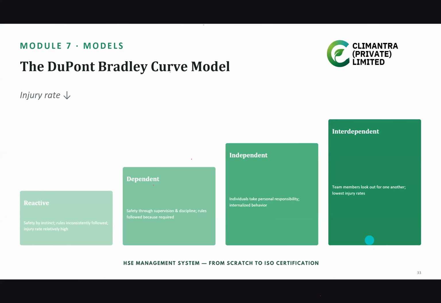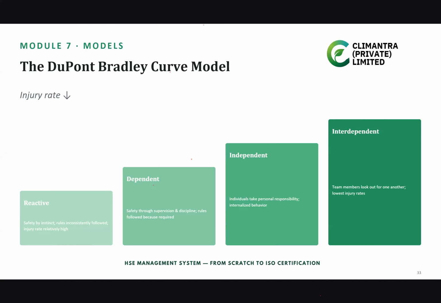Culture focuses on people. Culture involves everyone at every level. Without involvement, system development is impossible. So, the DuPont Bradley curve model is in front of all of you. What did he say? He said that at the initial stage, the system or the culture is reactive. What happens in a reactive culture?